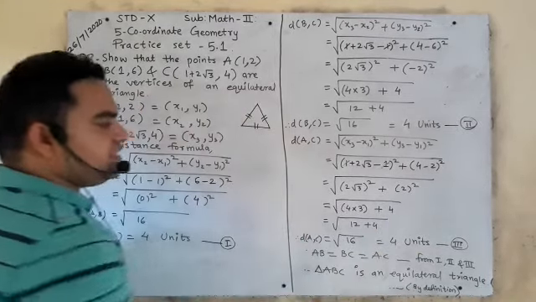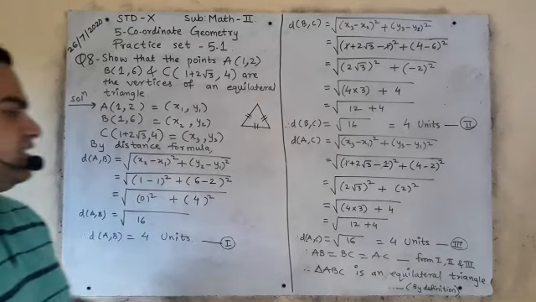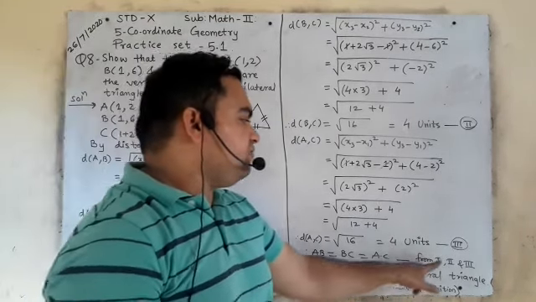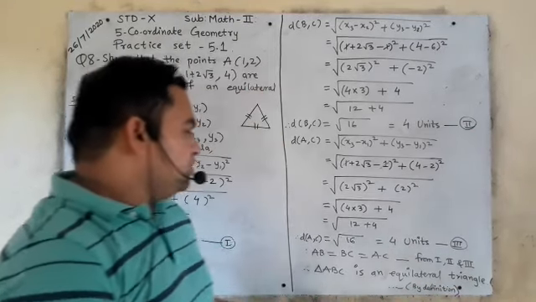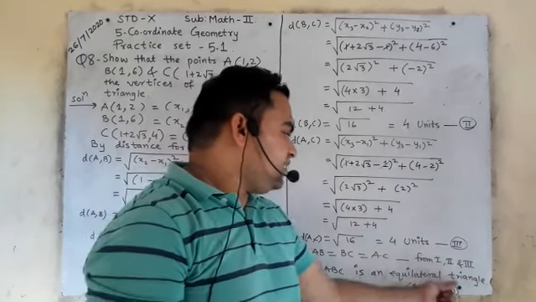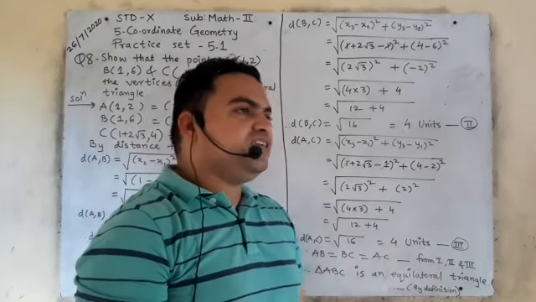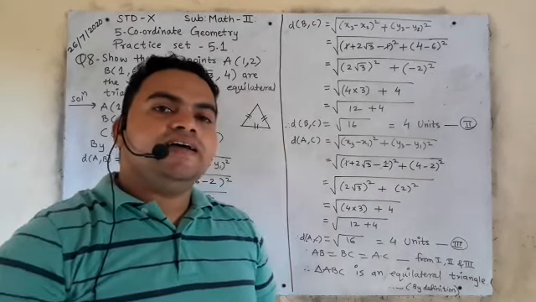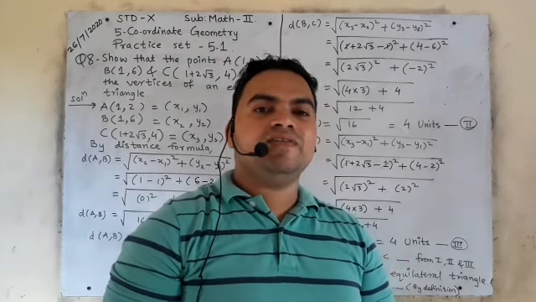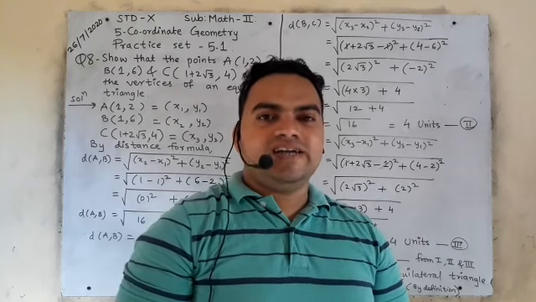So all three answers are equal to each other. Yes, therefore we will write AB is equal to BC is equal to AC, from first, second and third. So therefore the given triangle, that is triangle ABC, is an equilateral triangle. How? By the definition. What is the definition? A triangle, if it is having all three sides equal to each other, then the triangle will be considered as an equilateral triangle.